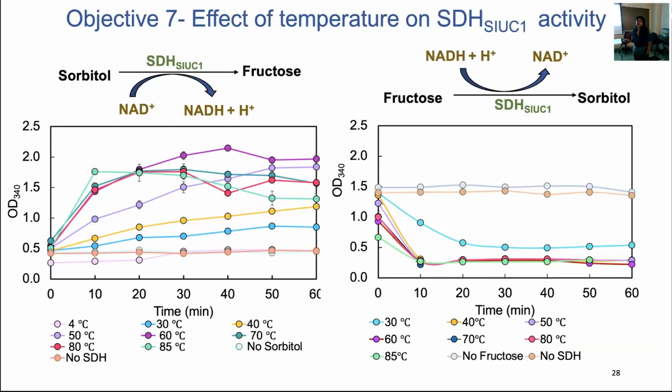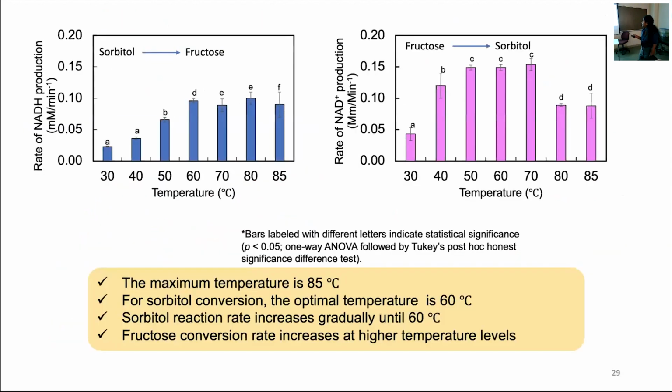And the next step was to study the effect of different temperatures on this enzyme's activity. So we did this experiment for both sorbitol conversion as well as fructose conversion. And here we selected a range of temperatures starting from 30 up to about 85 to study how the OD340, which reflects the conversion of NAD plus to NADH or NADH into NAD plus, will fluctuate depending on the temperature provided into the system. So then we conducted the rate calculation for both the reactions.